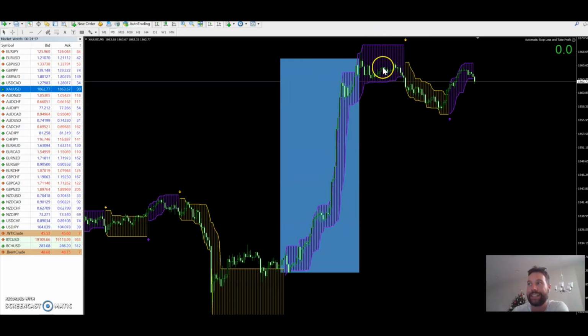But this is where, at the end of the day, it's going to start to get choppy. So this is where you want to avoid it, okay? Let's look at some other pairs real quick. This is UCAD. Everything's going to be on the 5 minute, by the way.